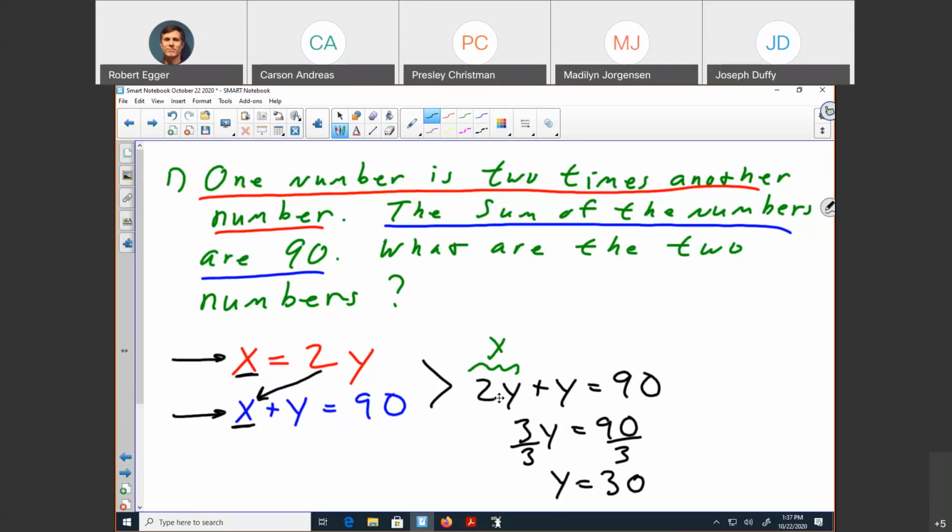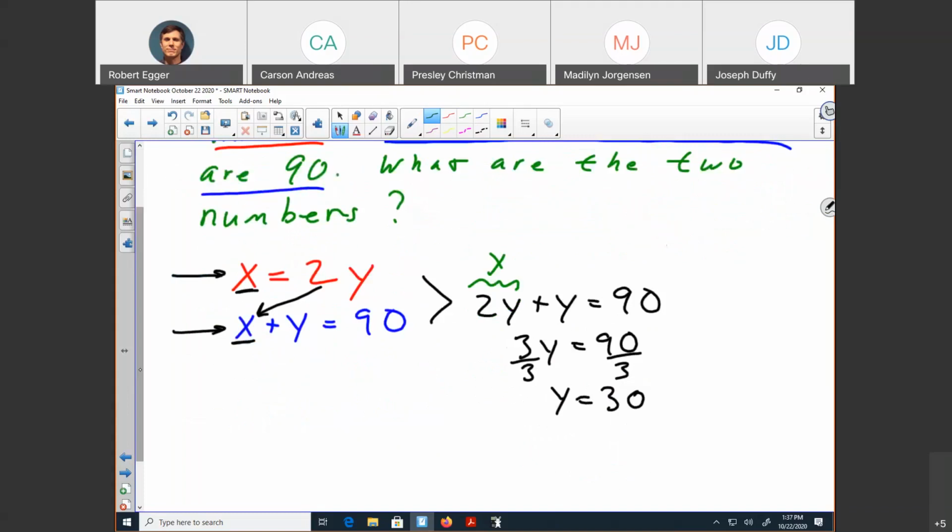Now, since y is 30 and x is 2 times 30, recall, x equals 2y, that means x would be 60. 30 times 2 is 60. Oh, and 30 plus 60 equals 90.